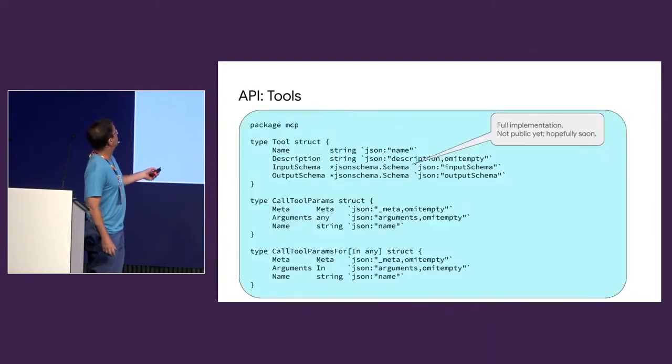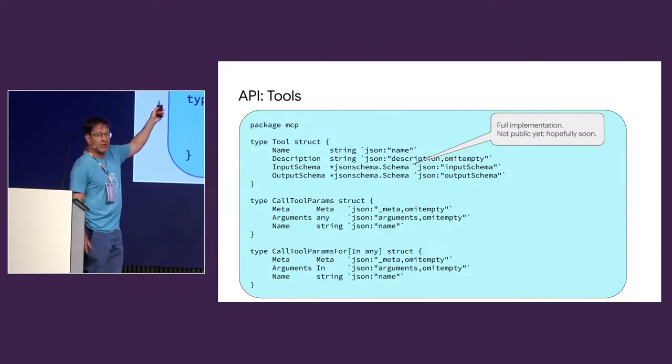So this is what the Go for that looks like. Tool is a struct with a name and a description. And because it's JSON RPC, we have JSON tags for everything.